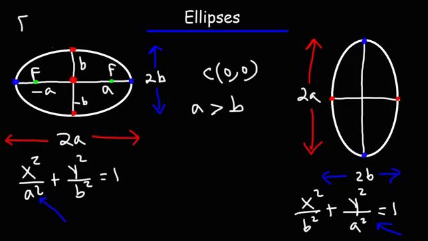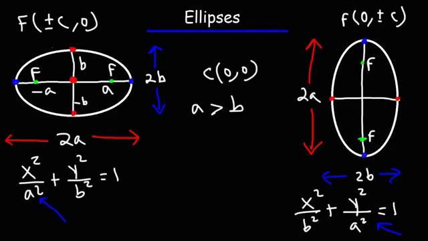So the coordinates of the foci are going to be plus or minus c comma 0 for the ellipse on the left side. For the ellipse on the right side, it's 0 comma plus or minus c. So starting from the center, you need to go up c units and down c units. And that will give you the coordinates of the foci.